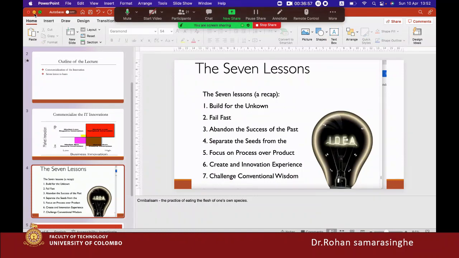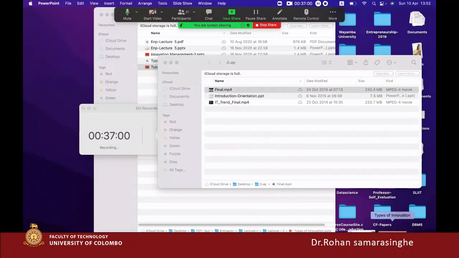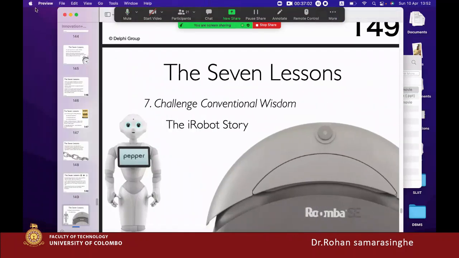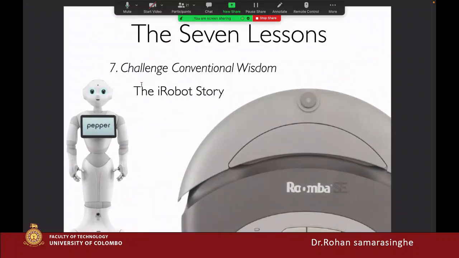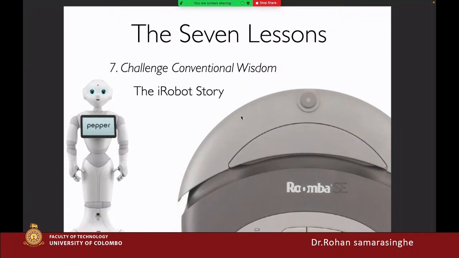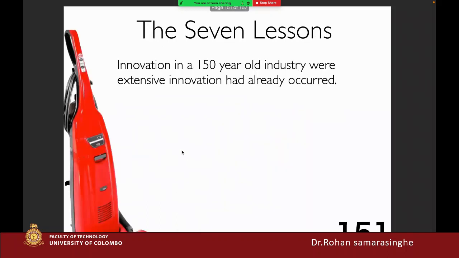So these are the humanoid robots. Here you can see challenge conventional wisdom. Even robots will be given a certain wisdom to react to situations. So they can answer questions, and human behaviors can also be given to these robots. That is challenging conventional wisdom.